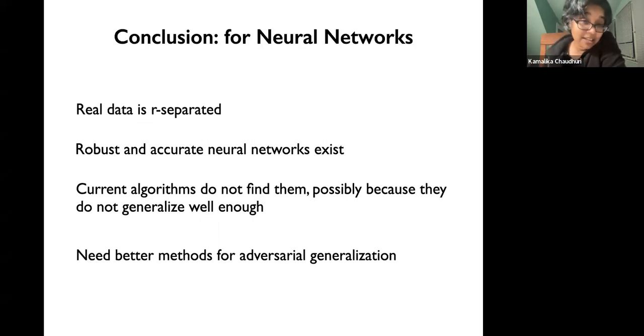So in conclusion, what we see here is that real data is r-separated. What that means is that robust and accurate networks do exist. However, the current algorithms that we are using don't find them, very likely because they're not generalizing well enough, right? So the problem is not really the existence. The problem is really the generalization. And so what we need is better methods for adversarial generalization.